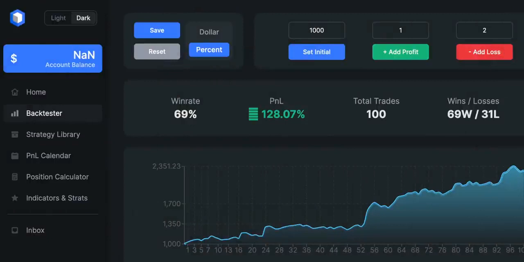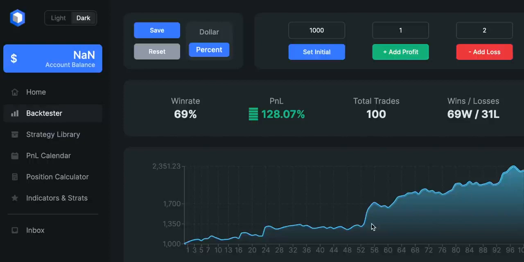Okay, so I just finished my backtesting and I found those 100 setups within 45 days. We see our win rate is 69%, which is incredibly high, and I think it's the highest one we've ever had on this channel so far. We also increased our account size by 128.07%, which is a really good growth as well.